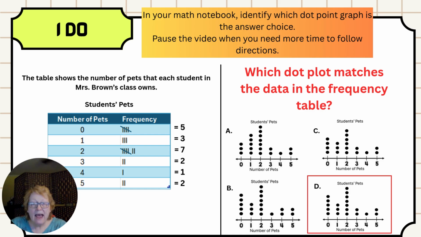How many dots are there for 4 pets? 1. Does that match? Yes. How many dots are there for 5 pets? 2. Does that match the frequency chart data? Yes, it does. So we have confirmed that answer choice D perfectly matches the data in the frequency chart. So answer choice D is the answer.